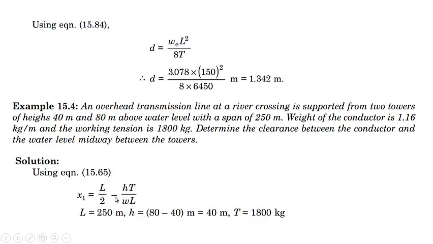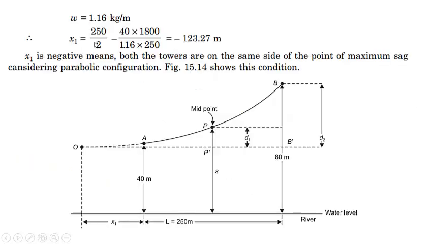So x1 equals L by 2 minus hT by WL. L is equal to 250. h is the difference of the heights, that is 80 minus 40, so 40 meters, and T is equal to 1800 kg. When you put it there, W is equal to 1.16 kg per meter. So you get the value of x1 as minus 123.2. That means x is negative, so the point O is to the left of this point A.